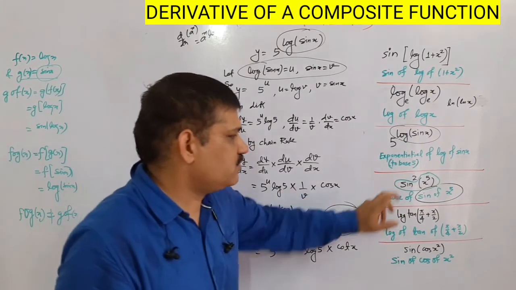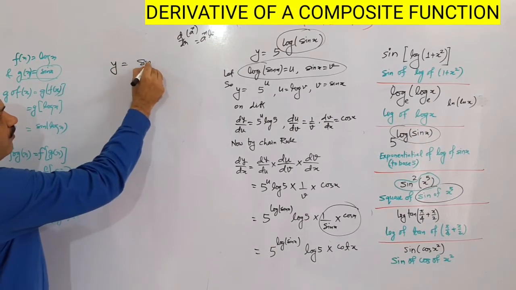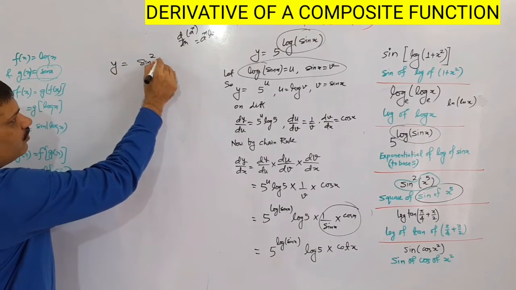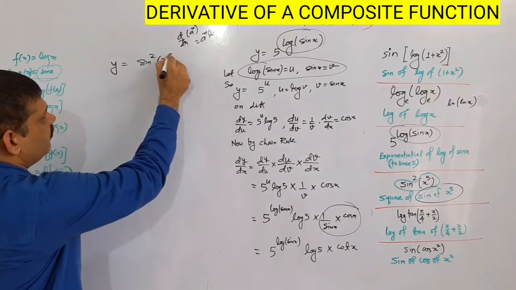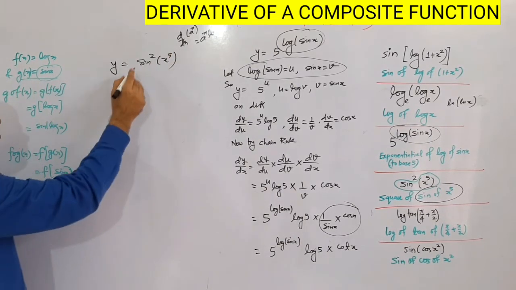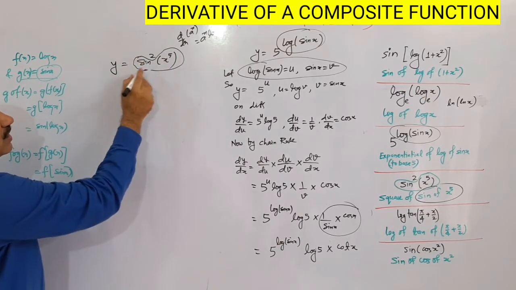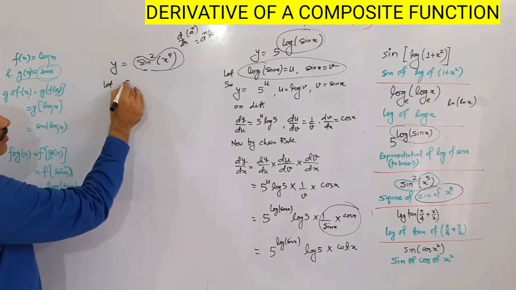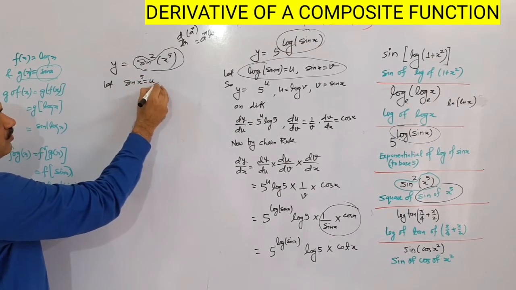Now we talk about this. This is simply the square of sine of x raised to 5. So it is the square of a variable, the square of something, and this will be treated as u. So let sine of x raised to 5 be equal to u.